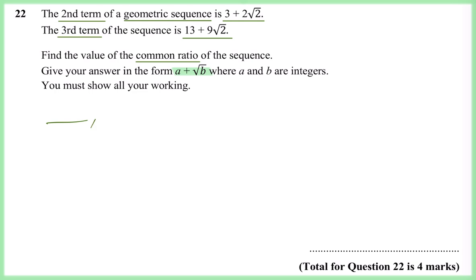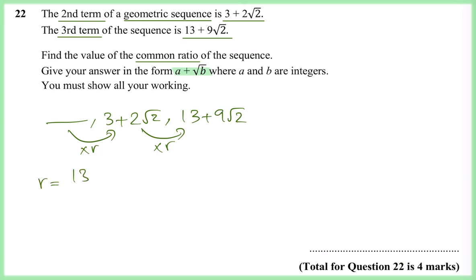So the first term is not given. We don't need it, to be fair, to find the answer. So the second term is 3 plus 2 root 2. 13 plus 9 root 2 is the third term. Right. As I mentioned, that's r being multiplied every time. So hopefully you can notice that to find r, we need to divide the third term by the second term.